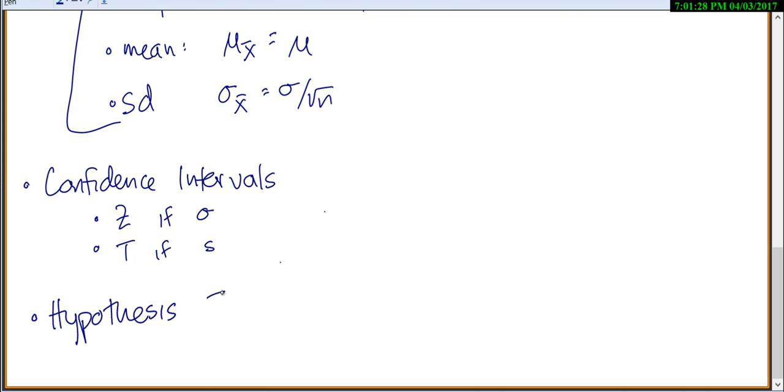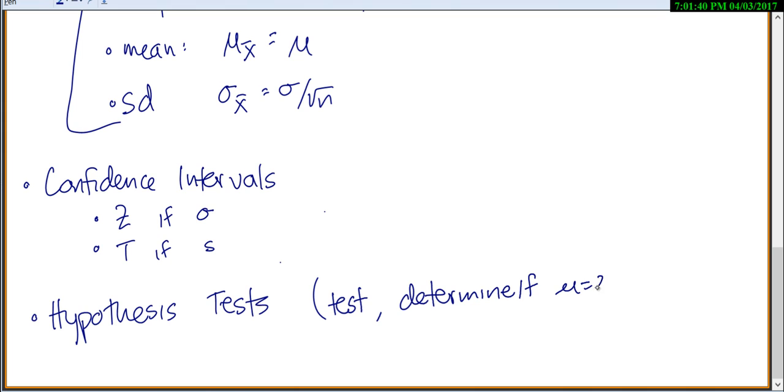And hypothesis tests should say something like a test or determine if mu equals 30 or mu is greater than 30, etc. So it'll say test if this is true or determine if this is true, things like that. And for a hypothesis test, you either have again a z or a t. It's z if sigma, t if s. So those are the main things that we learned about for this exam.